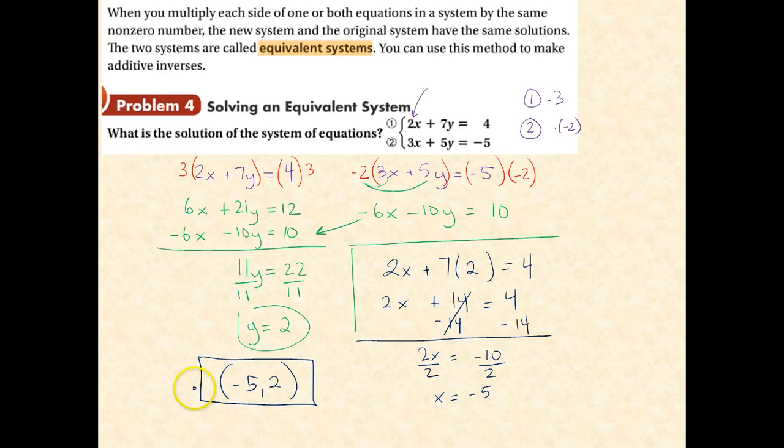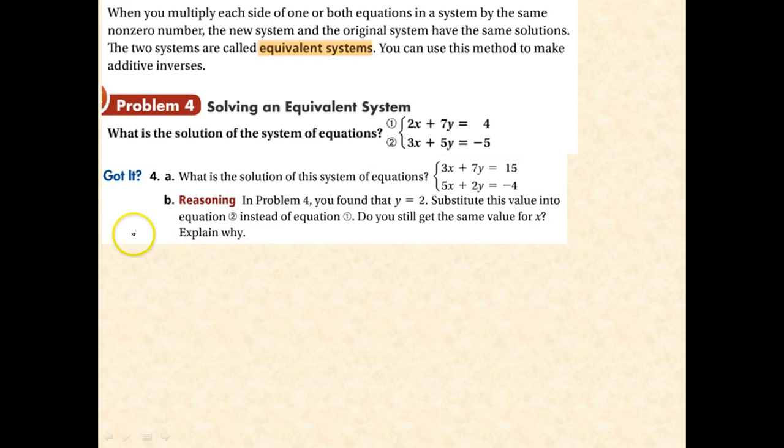All right. Why don't you pause the video and see if you can do this problem? This one right here. Solve that system. I dare you.